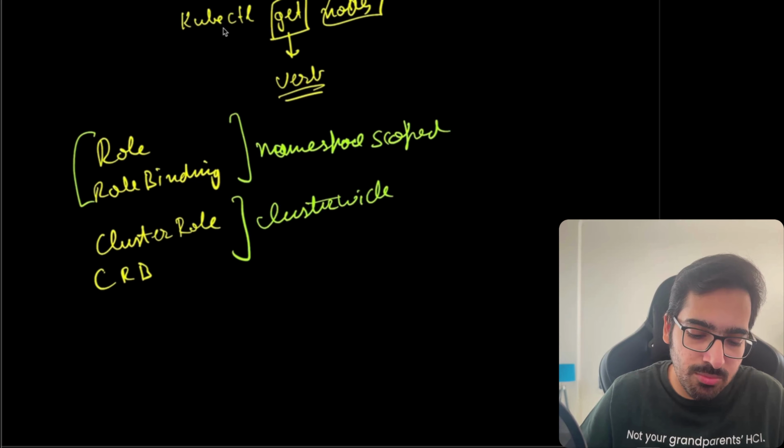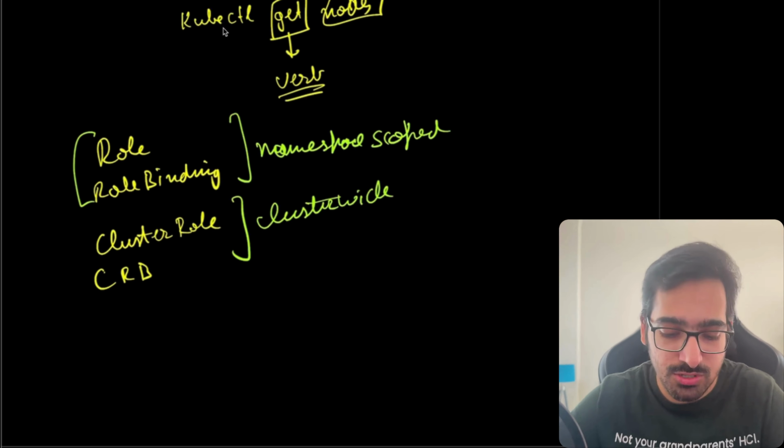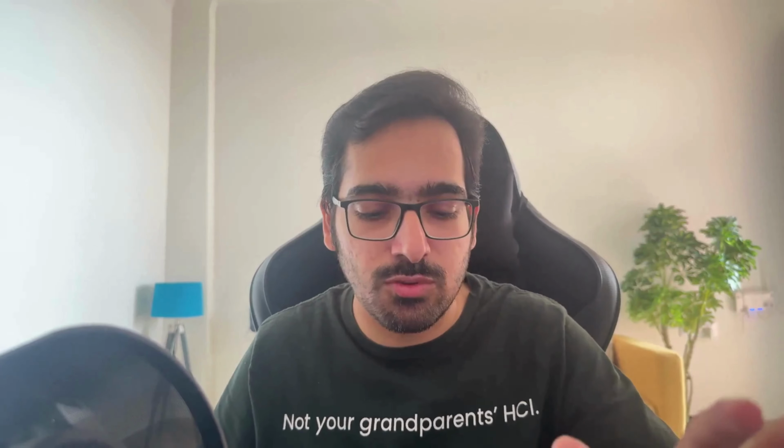So the combinations that can be used are: if you create a role, you need a role binding. If you create a cluster role, you need a cluster role binding, but you can also have a cluster role and a role binding. That combination also works.